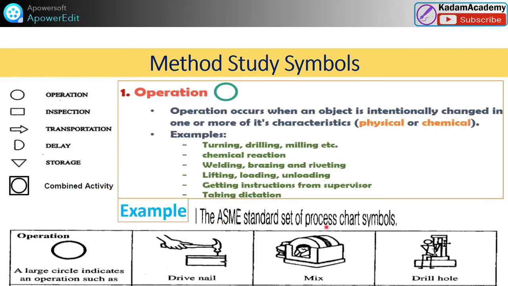The ASME standard set of process chart symbols is represented here. The large circle indicates an operation such as driving a nail, removing the nail, mixing, or drilling a hole. These are just for your representation; these are activities that come under operations.